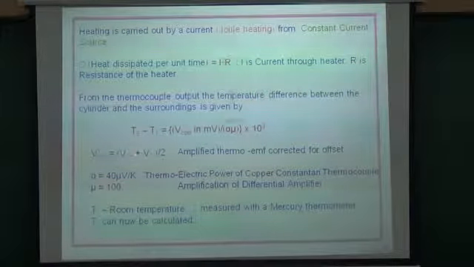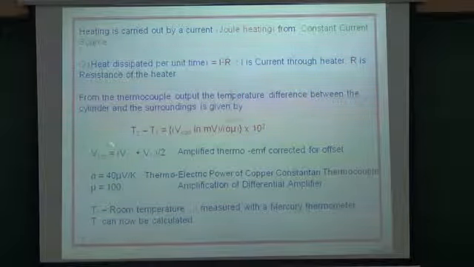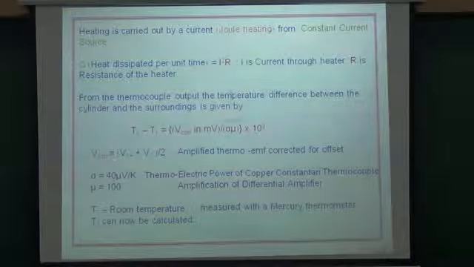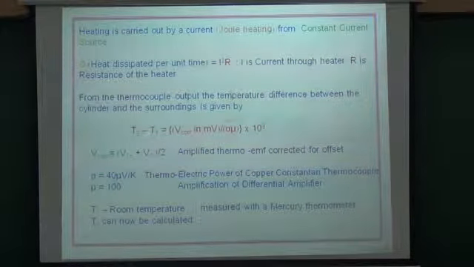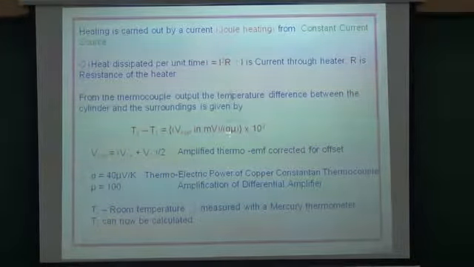So we measure V1 plus and V1 minus. We just subtract them from each other and divide by 2. So that is V corrected. There should be a minus sign here. And T2 minus T1 can be obtained by using this V corrected divided by alpha.